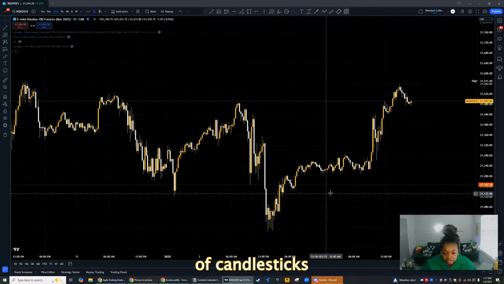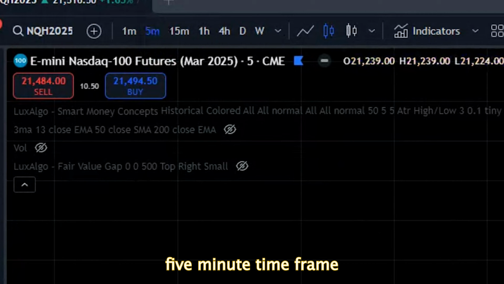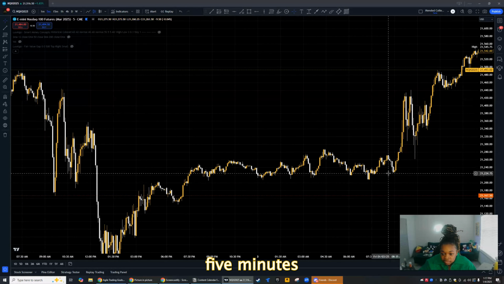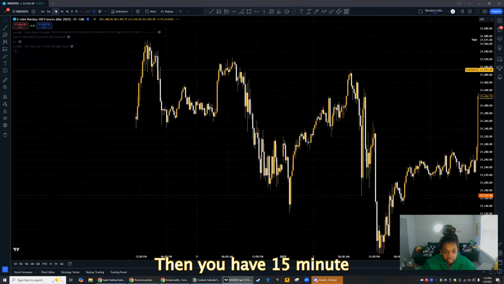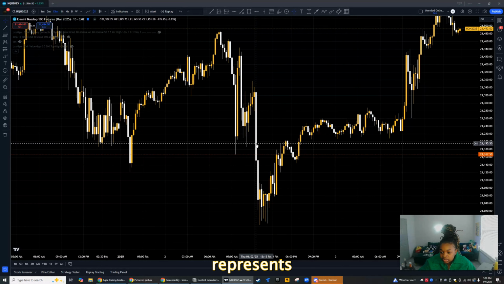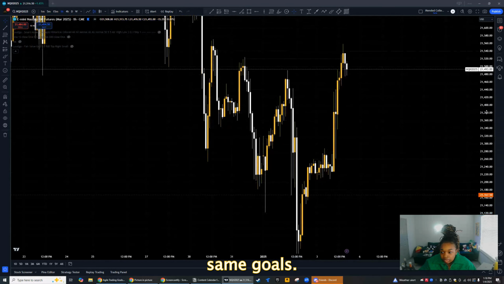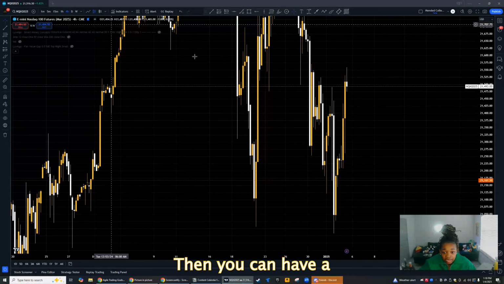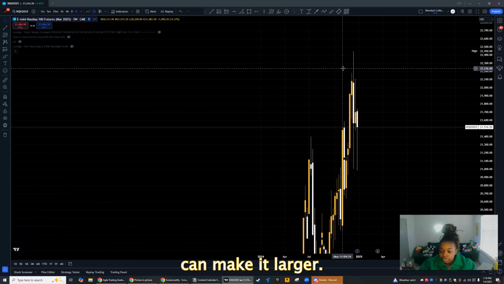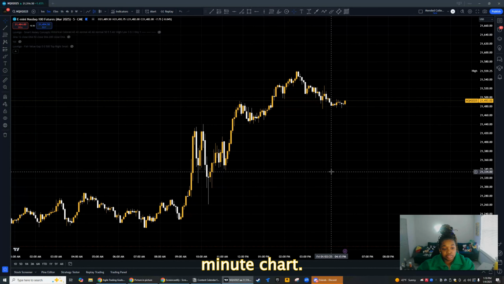Here we have a bunch of candlesticks. Up here you can change what time frame you want. Here's a 5-minute time frame, and each candlestick represents 5 minutes of the day. Then you have a 15-minute time frame, where each candlestick represents 15 minutes. Then you have hourly, same goes, each hour of the day. Then you can have a 4-hour time frame, increments of 4 hours. And then you can make it larger, and each candlestick represents a week. So we're going to focus on the 5-minute chart.